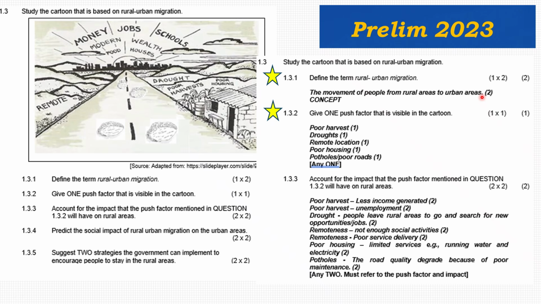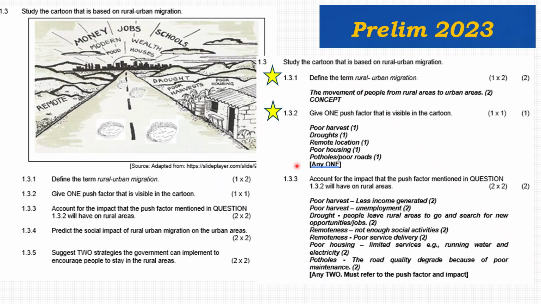Give one push factor visible on the cartoon. Don't try and give us other push factors which are not here. It must be visible on the cartoon. There is poor harvest, it's written there. There is drought. They are saying it's a remote location, it's a remote area. There is poor housing. If you even analyze this, you can see there's potholes all over here. Any one of them is a push factor, it's unfavorable.